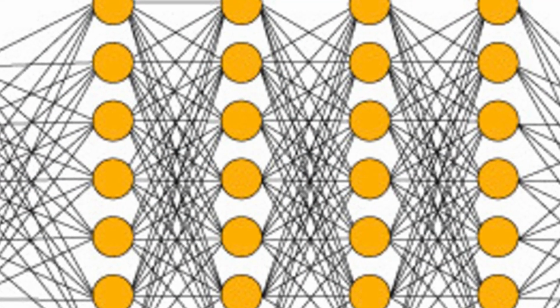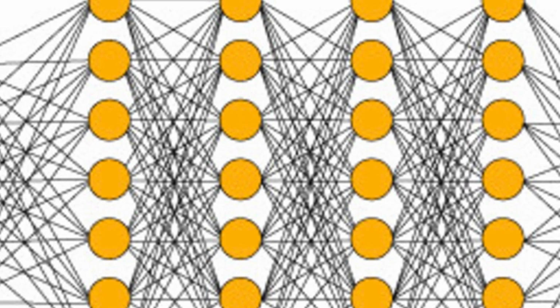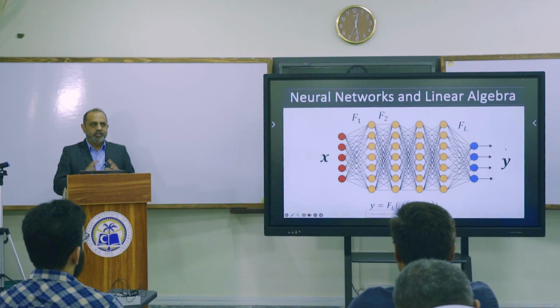You have a vector multiplied by a matrix, you get another vector. Today we are just going to extend this discussion. This vector, you again have a set of weights, which is a matrix. So a vector multiplied by a matrix gives you a vector, multiplied by a matrix gives you a vector, multiplied by a matrix, and ultimately you get the desired output.